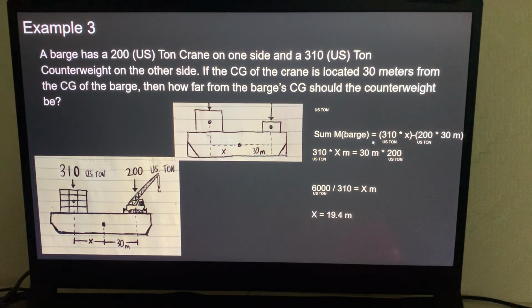The sum of moments of the barge equals 310 US tons times X distance minus 200 US tons times 30 meters. 200 times 30 is 6,000. So 6,000 US tons divided by 310 US tons equals our X distance in meters, and that is 19.4 meters.